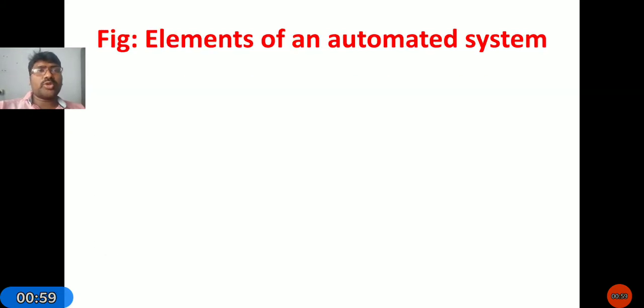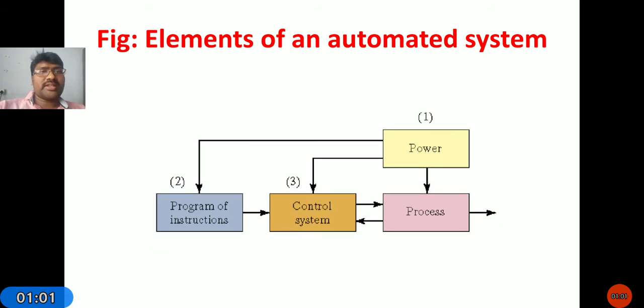Next, coming to the diagram. It is the diagrammatic representation of the elements of an automated system. First one is power, second is the program of instructions, third is the control system, and last is the process. With the help of all these elements we can complete the manufacturing process, that is, convert raw material into finished goods. To do that process we need these elements. That means the first one is power.